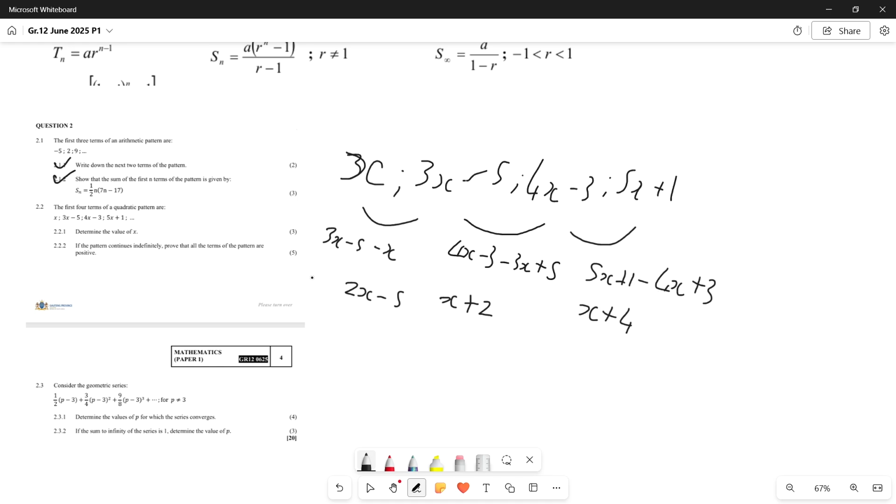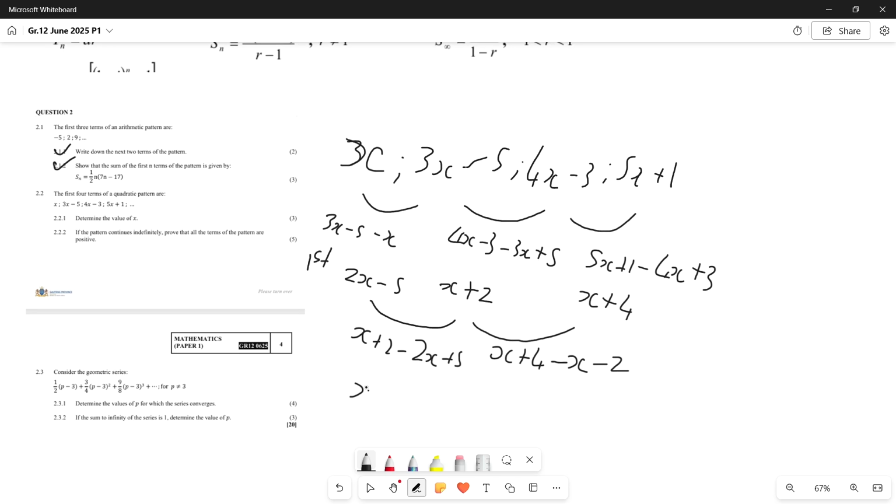So these are our first differences, and we need the second difference, because what we know about a quadratic is that the second differences are equal. So we're going to subtract them again. x plus 2 minus (2x minus 5) is plus 5, and x plus 4 minus (x plus 2). I'm going to simplify these, bring them down, and then solve for x. So x minus 2x is minus x, plus 2 plus 5 is plus 7, equals x minus x is 0, 4 minus 2 is 2. Then I'm going to take my x over, and my 2 over, x equals 5.